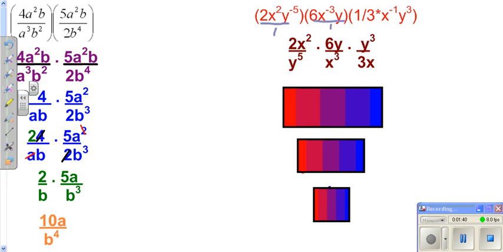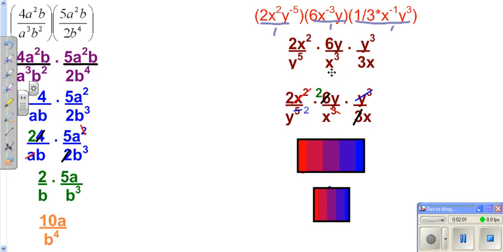Here, this is over 1, so your negative exponent part goes down to the bottom. Here, you're over 1, so your negative exponent part goes down to the bottom. And your 1/3 is really a 1 over 3, which puts a 3 in the bottom. Now, it's just a matter of multiplying fractions like we normally would.